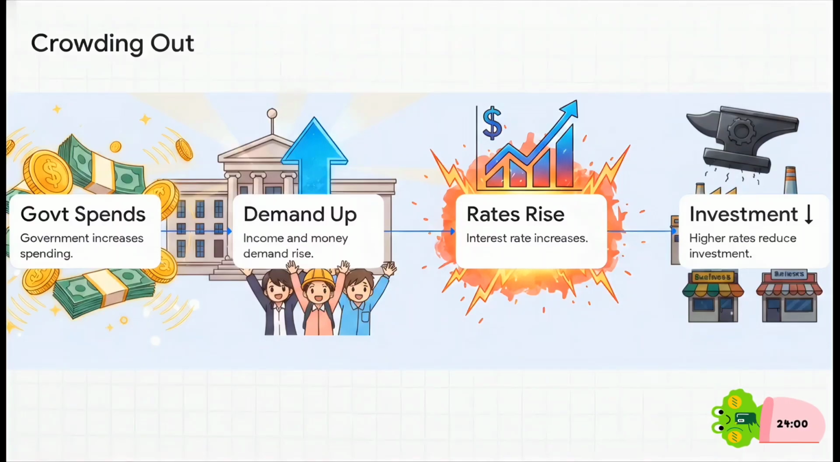A higher interest rate makes borrowing much more expensive for everyday businesses. So private investment is actually reduced. The government's well-intentioned spending effectively crowds out the private sector. It's a massive limitation that shows expansionary fiscal policy can sometimes do real harm to private investment.